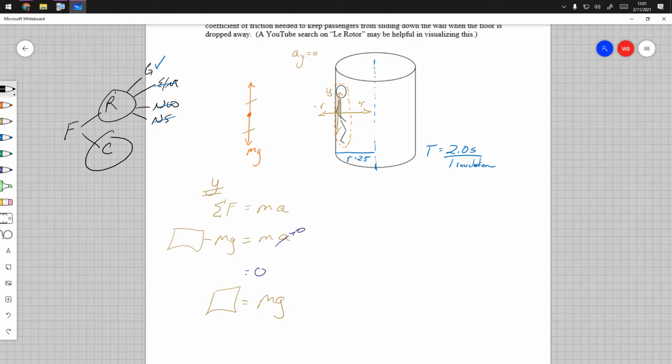Maybe it's a contact force. That would make sense. What contact forces do we have? In no particular order, we have a normal force, a frictional force, and a tension force. Okay, cool. Well, let's start with the ones that are easy. I don't have any ropes or anything acting on this person here, so I don't have any tension. So then apparently this force has to be a normal force or a frictional force.